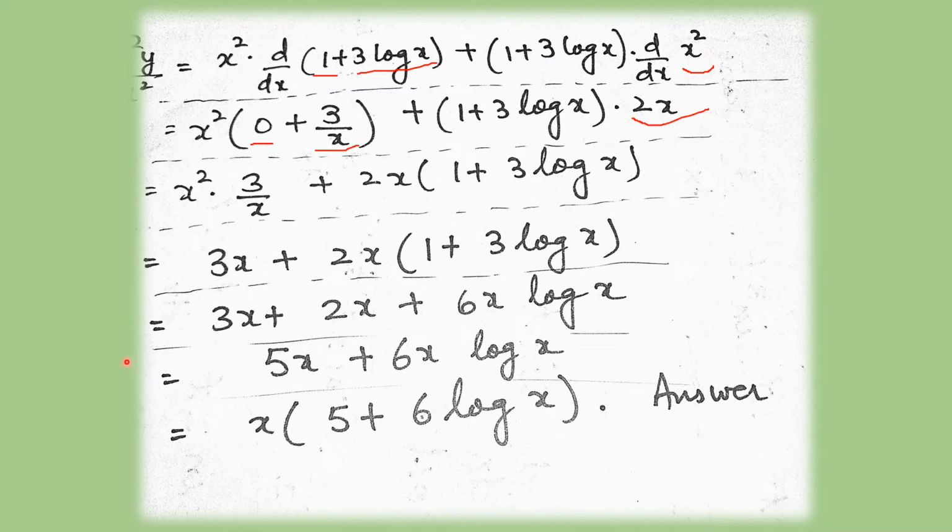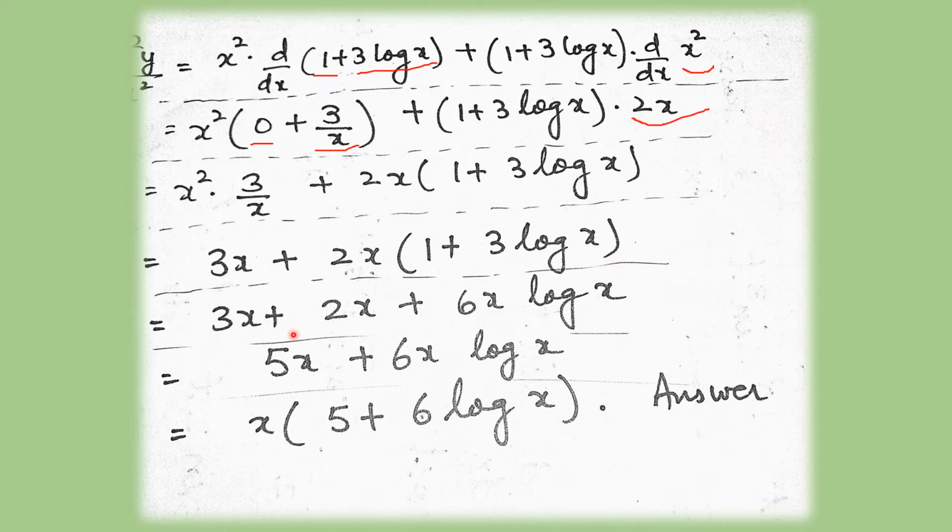Now moving to the next step, kindly open the bracket. You will get x square into 3 upon x, plus get this 2x in the beginning. You will get 2x times 1 plus 3 log of x. Now this x square and x will get cancelled. You will get 3x plus 2x times 1 plus 3 log of x. Again what you have to do is open the bracket.